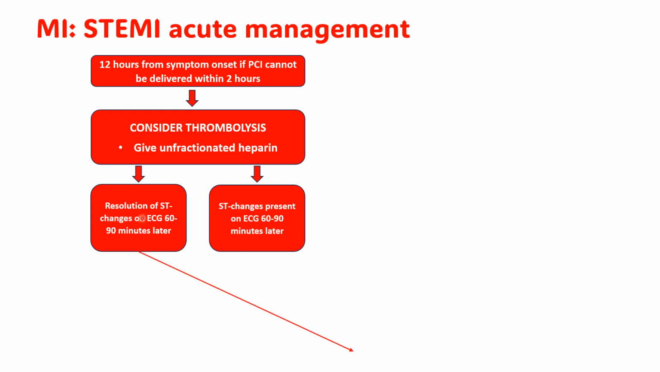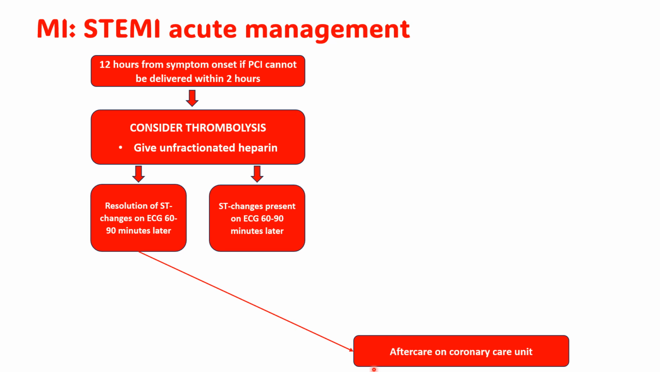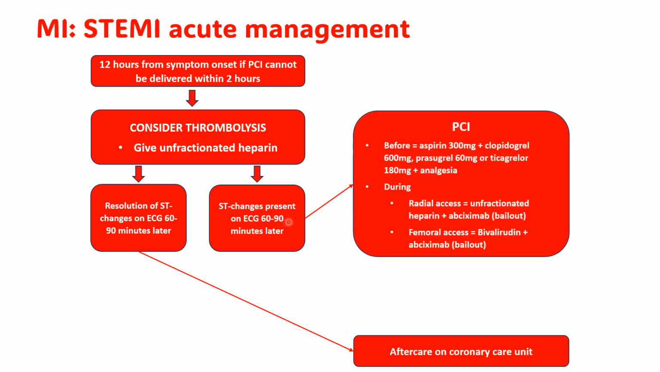So if we have resolution of the ST changes, they can have aftercare on the coronary care unit, and they'll be closely monitored. But if the ST changes are still present, we want to refer them for PCI, and that would be the right thing to do. And when we do so, before the procedure, you want aspirin stat dose 300 milligrams, clopidogrel 600 milligrams, or prasugrel 60 milligrams, or ticagrelor 180 milligrams, plus some suitable analgesia.